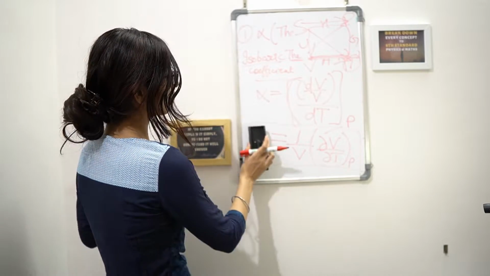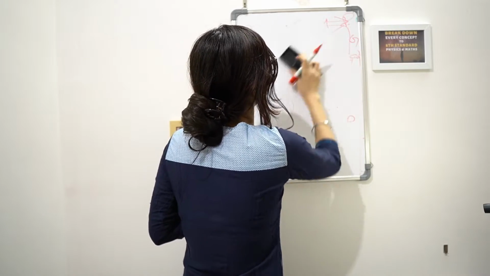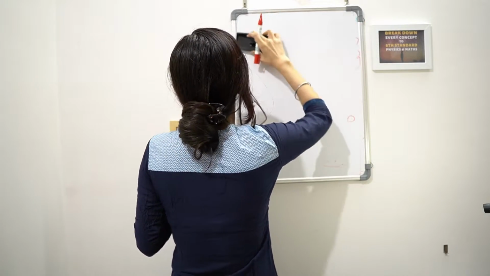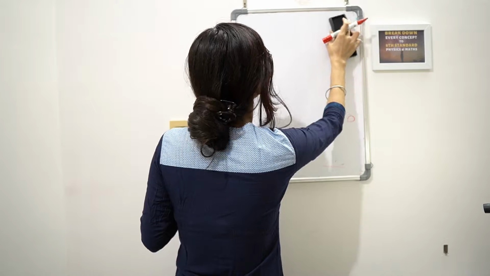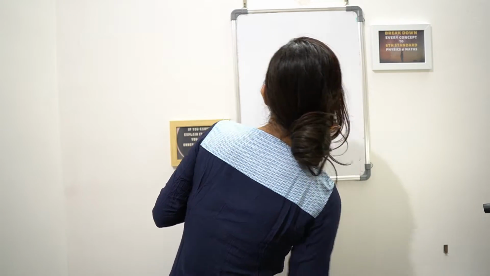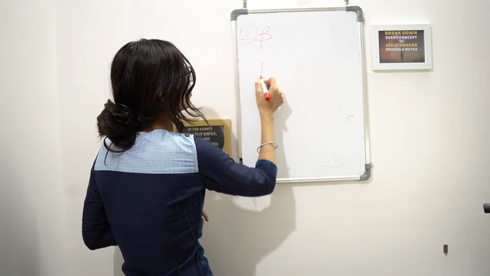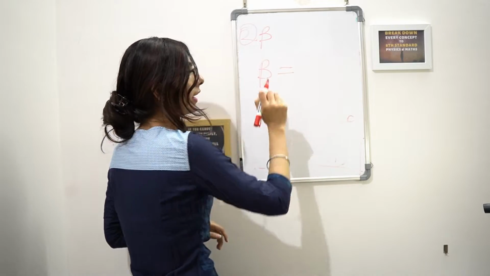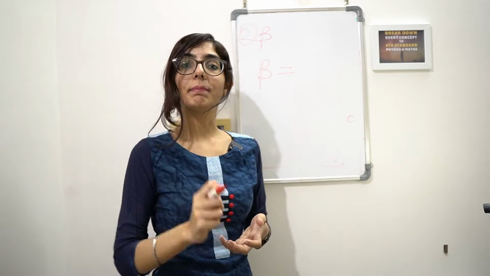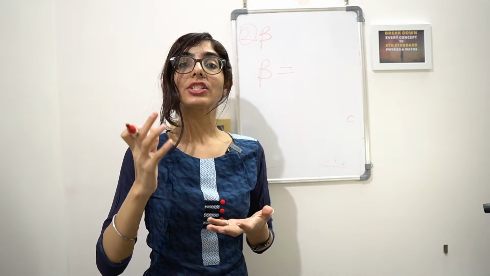So now let's go to another one. The second one is beta. So here what is happening in beta? Fine guys, we are applying pressure and there is a change in volume.